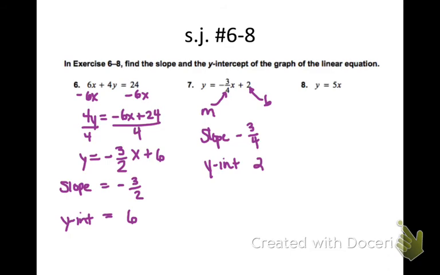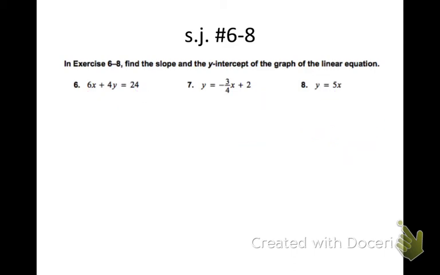Okay. For 8, again, we have y is equal to 5x, but we don't have a b, right? It's almost as if there's a 0, because we wouldn't have a b, we wouldn't need to write a 0. So here's your slope, which is m, and then this becomes b, okay? So slope is equal to 5, and your y-intercept is equal to 0. All right.